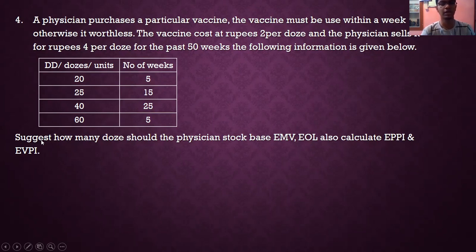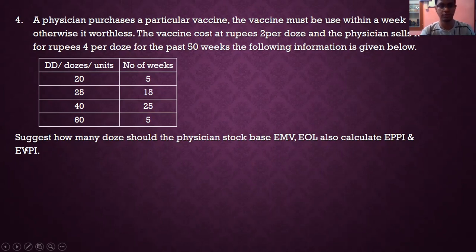Here they are saying, suggest how many doses the physician should stock based on EMV and EOL, and also calculate EPPI and EVPI. So these are the four things they are asking us to calculate: EMV, EOL, EPPI and EVPI, which we also found in the previous sum.